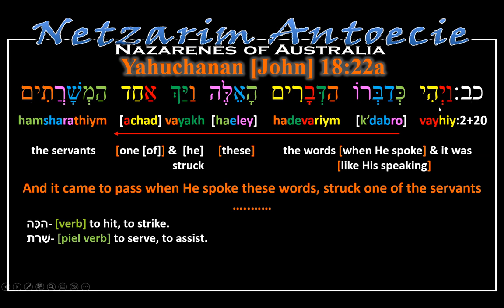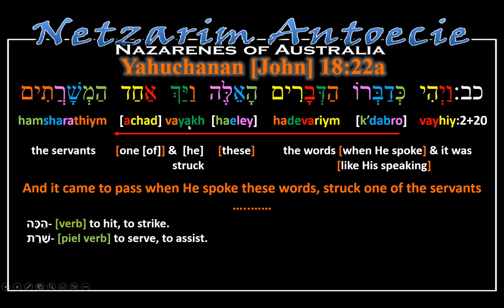And now we read it. Vayehi, and it was. Translated often as, and it came to pass, right? And it was, ke-dab'ro, which is literally like his speaking, and normally translated when he spoke. Ha-d'varim, meaning the words. Ha-eleh, ha-eleh, meaning these.